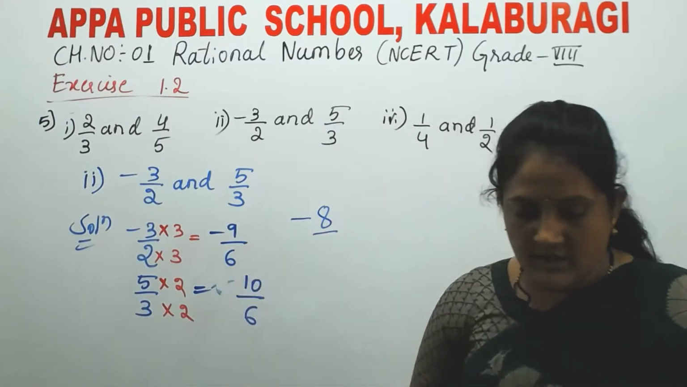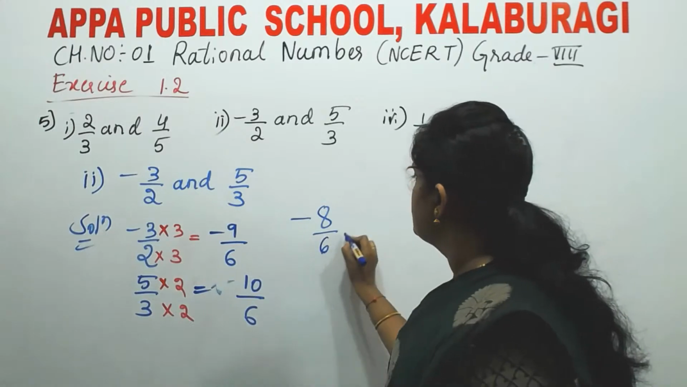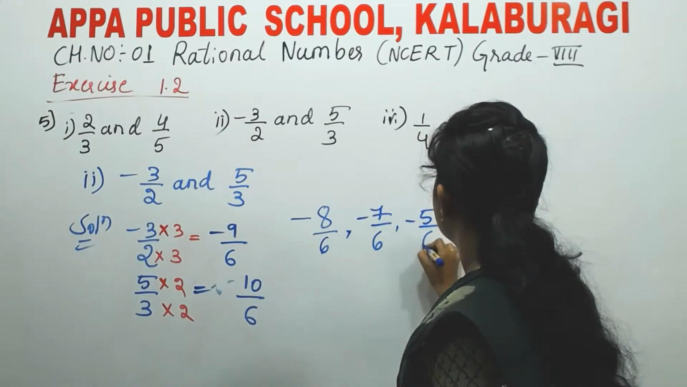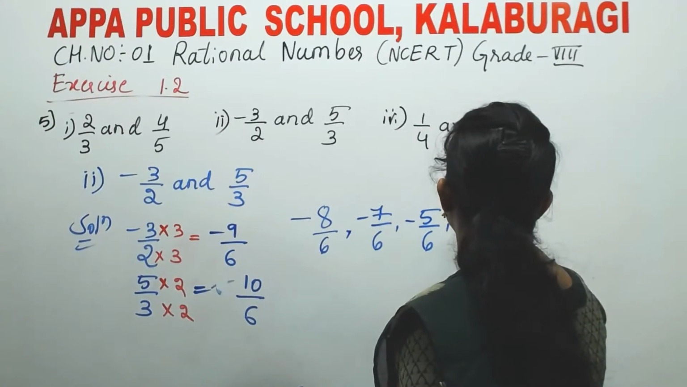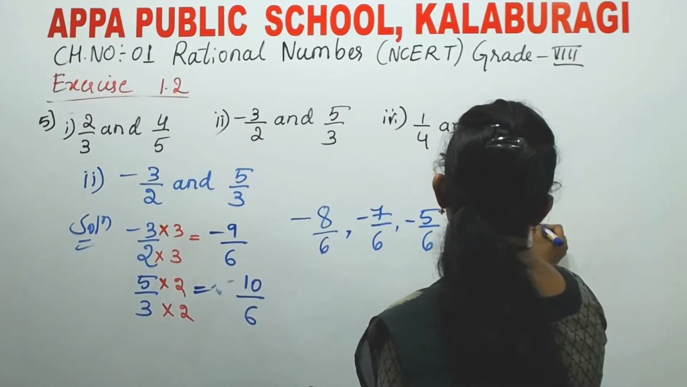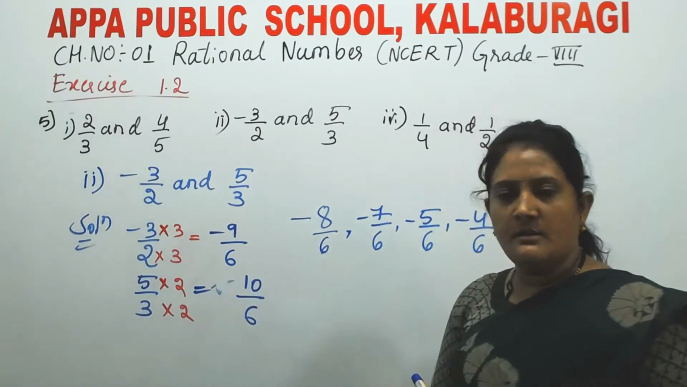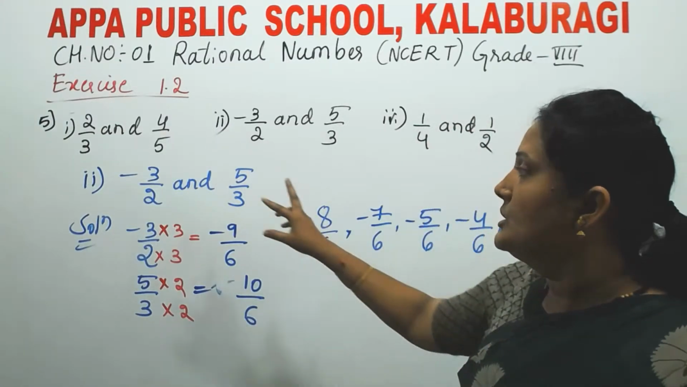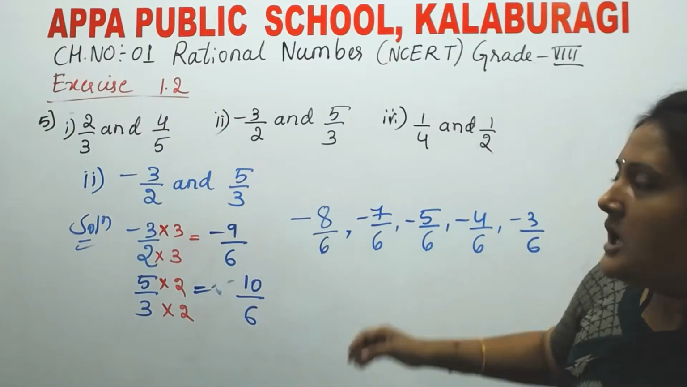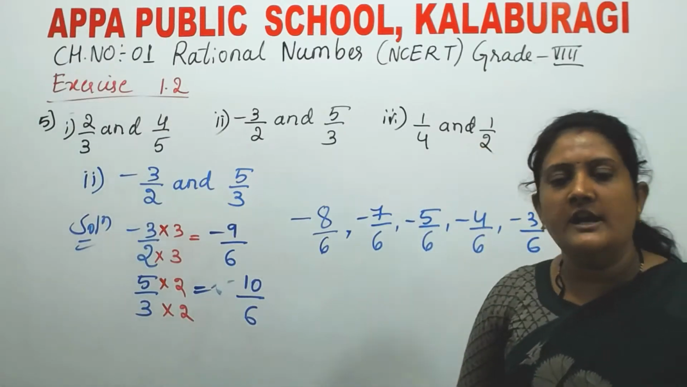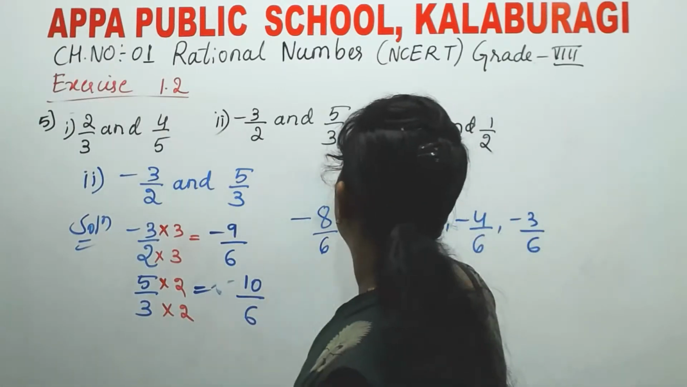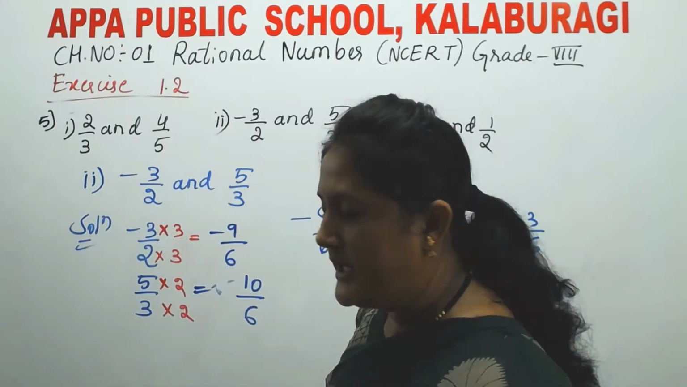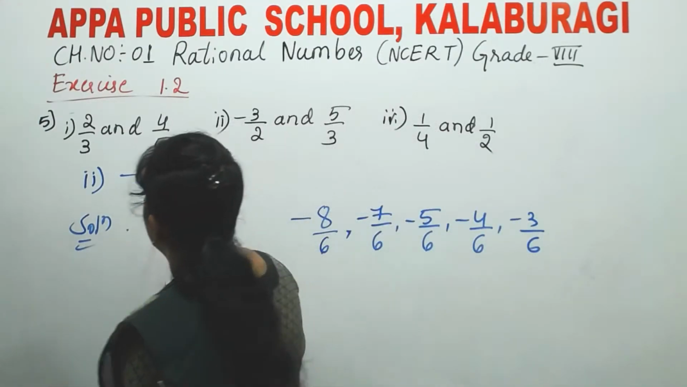Before this we have to write now. Minus 8 by 6, minus 7 by 6, minus 5 by 6, minus 4 by 6, minus 3 by 6. We have written 5 rational numbers. We can write infinitely many rational numbers between two rational numbers, right? The third one you should try. If you are not getting it, in the exercise class again I will teach. Don't worry. But 1 by 4 and 1 by 2, definitely you will get 5 rational numbers. Do it. So shall we go for the next question?